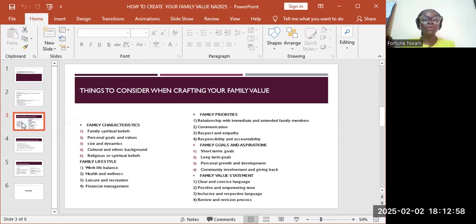Then your health and your wellness. You want to look at that. How healthy are you to be able to carry out these tasks? What do you want family members to achieve in terms of health and wellness? So you want to look at that. Then you want to also look at leisure and recreation.